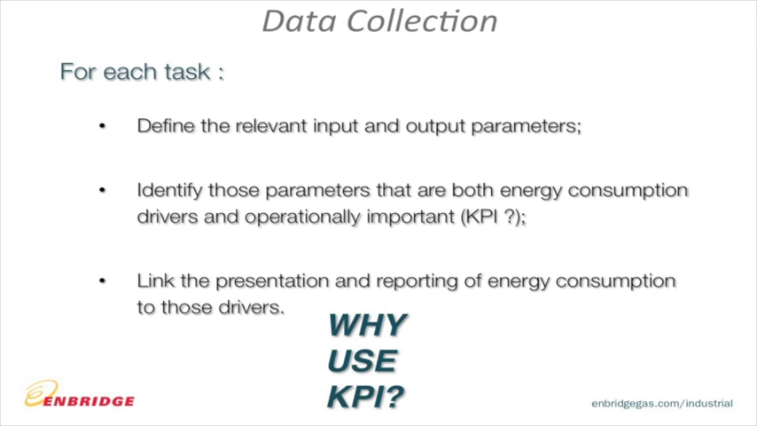So for each task, as I said, define these inputs and outputs. Identify the parameters that are important both for energy flow and for your business. And link those two. Link the energy to something that's important to your business within that process. Can anybody think of a reason why you would do that? You already have the data.